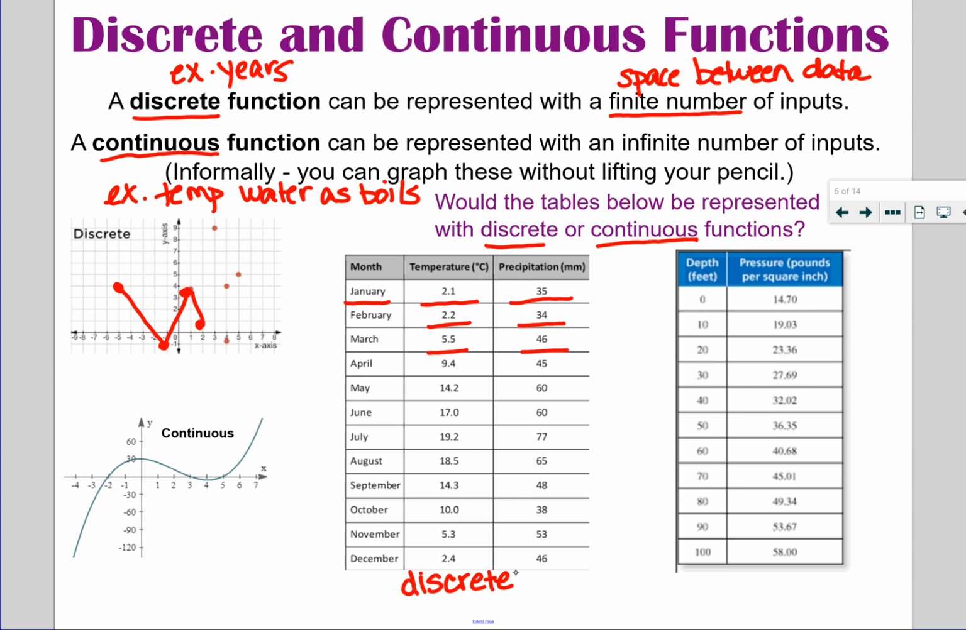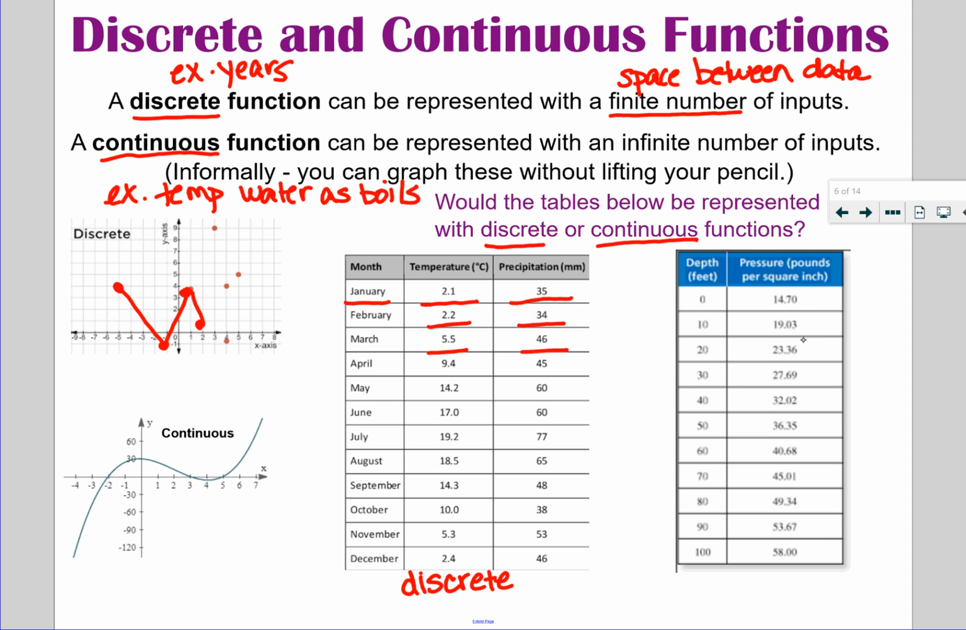If we look at the next one, this is an example of a diver's set of data. It's the depth that the diver is diving and then the water pressure around them. So if they're at 0 feet, if they're right at the surface, it's 14.7 pounds per square inch. And then if they go down 10 feet, it's 19.03 pounds per square inch. So the question is, would there be data values between 0 and 10? Absolutely. At some point, they're 1 foot, 2 foot, 3 foot, 4 foot, but even more than that, they can be a tenth of a foot or an inch or a millimeter.